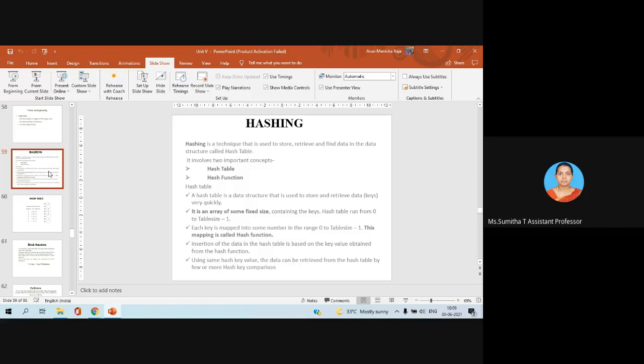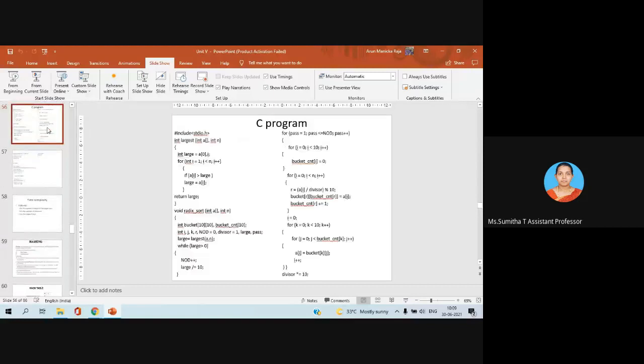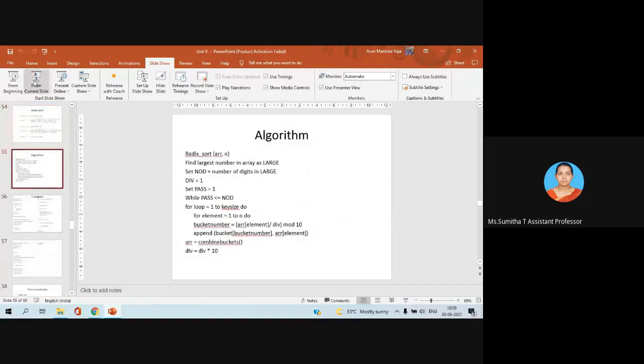Which are the sorting algorithms we have studied in our syllabus in our fifth unit? Which are the sorting algorithms we have studied so far? Students, I'm asking you. Radix, shell, bubble, selection, and another one, insertion. Okay, fine. Now, the algorithm for radix sort.